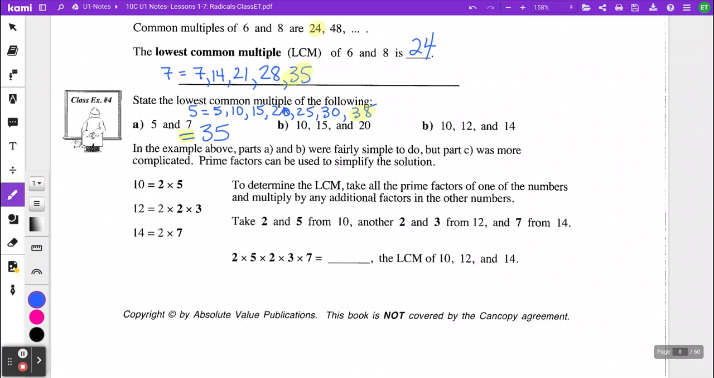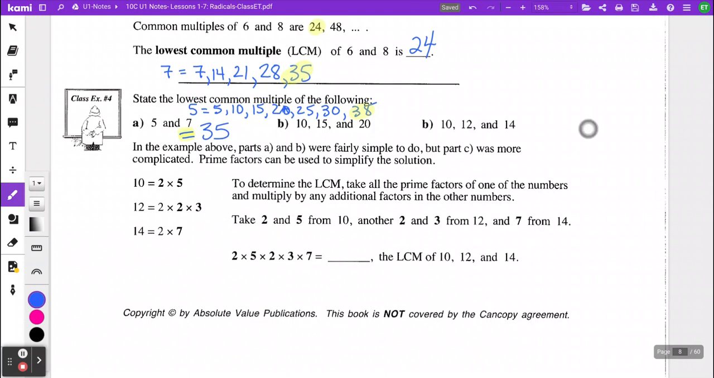Now we've got 3 numbers. So for 3 numbers, again, you're going to make a list. If I've got the number 10, I'm going to count by 10s. I've got the number 15, count by 15s, and the number 20. 20 is the largest, so I'm going to count by 20s.